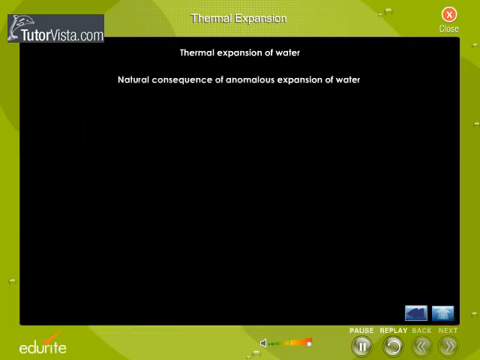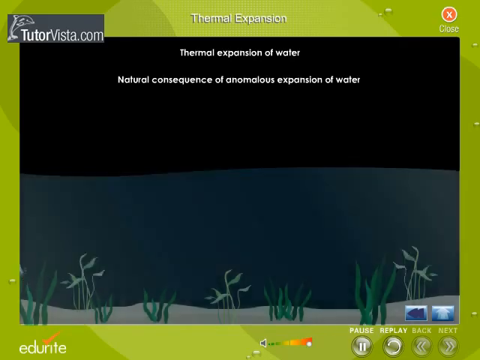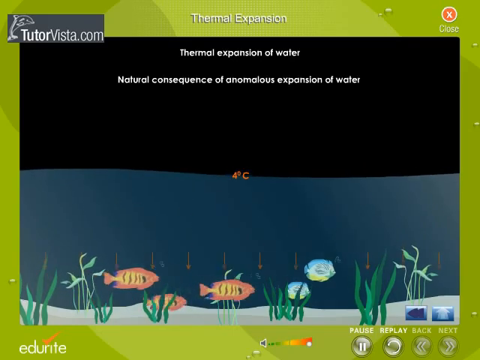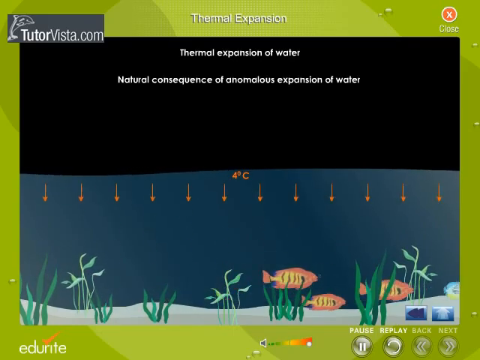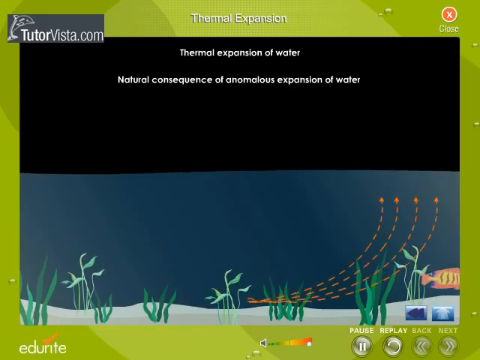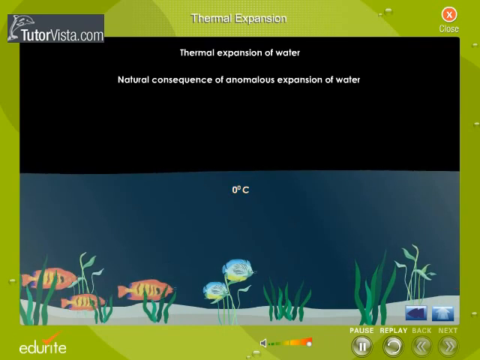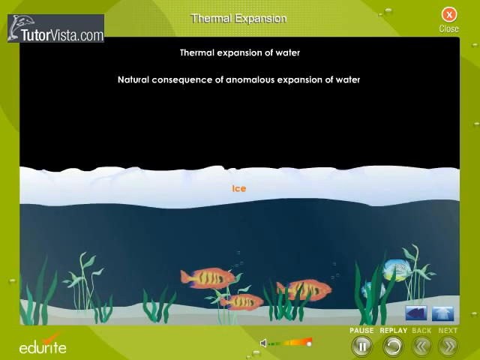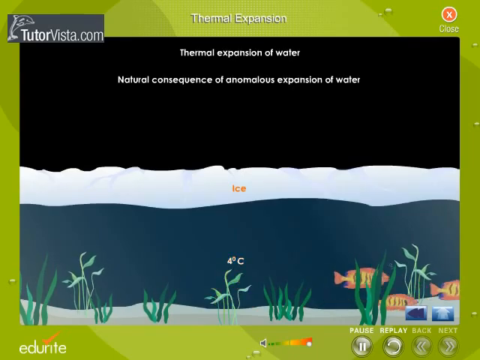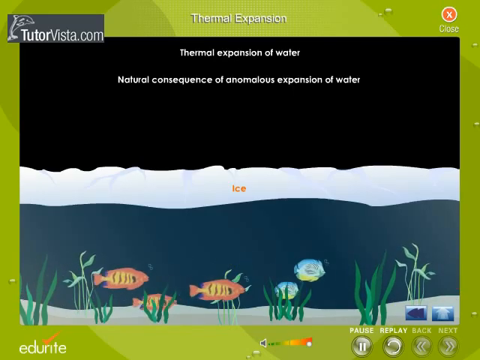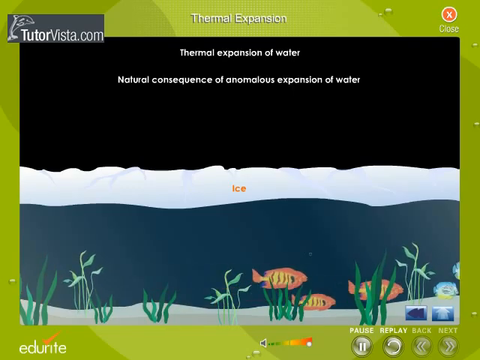Natural consequence of anomalous expansion of water. When the water on the surface of a water body cools down to 4 degrees Celsius, its density increases, and hence it sinks. The warmer layer of water from the bottom rises to the surface. This layer cools to 0 degrees Celsius, thus forming a layer of ice. The dense layer of water at 4 degrees Celsius remains in the liquid state, as the ice formed on the surface is a bad conductor of heat and provides a suitable condition for the survival of fish and other aquatic animals.